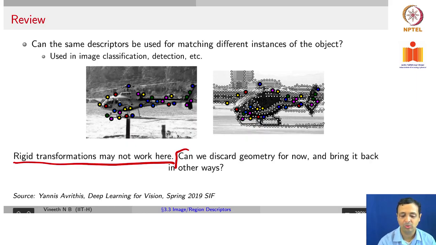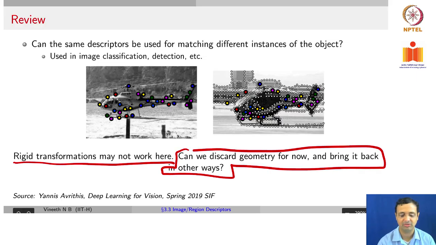So ideally what we want to do now is to see if we can completely discard geometry itself, because it's no more going to be a rigid transformation. Can we completely discard the idea of geometry, try to match images in some other way beyond geometry, and then maybe later, using other methods, we'll try to bring back certain elements of geometry a little loosely into the mix.